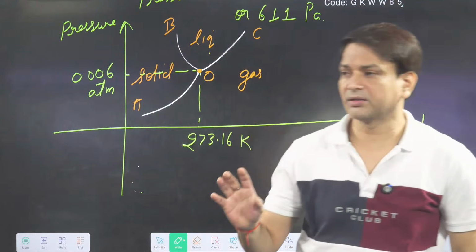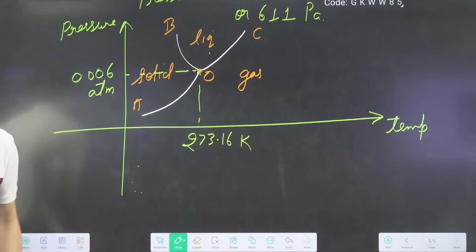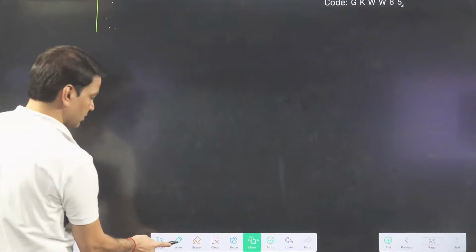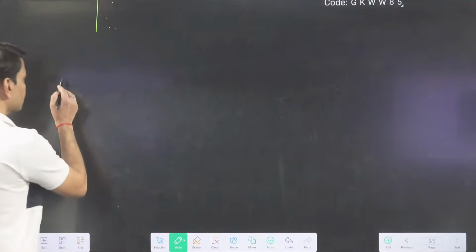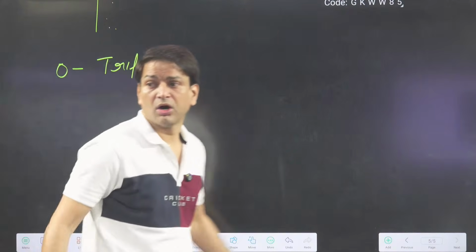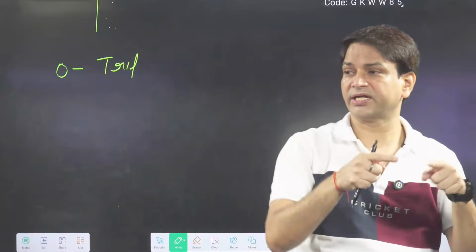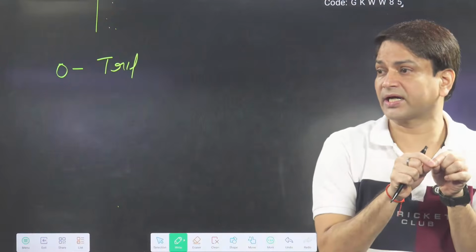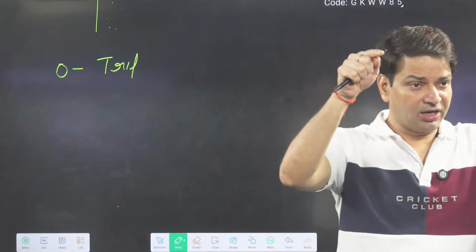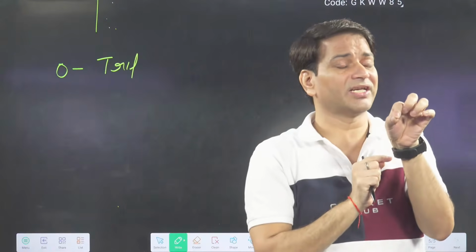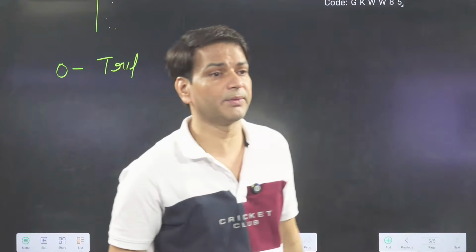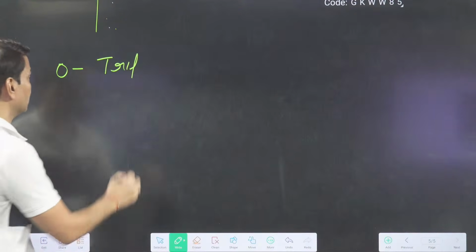So one type of problem is completed. Now, what does O represent? All three curves are meeting at O, which means all three states are meeting. So O represents the triple point.